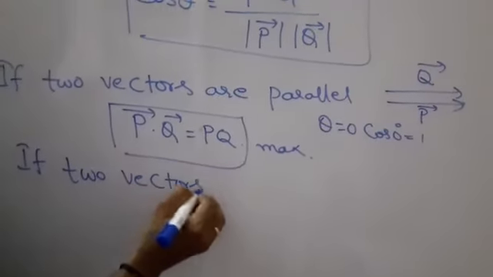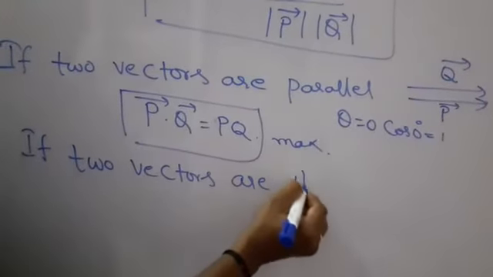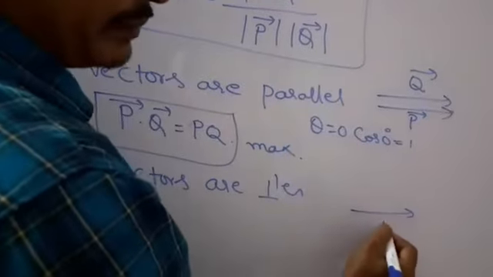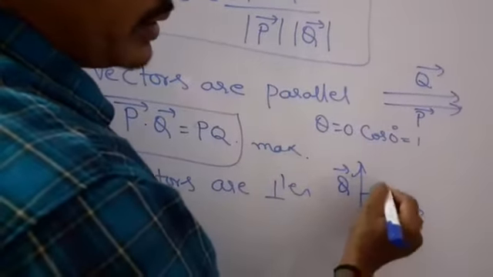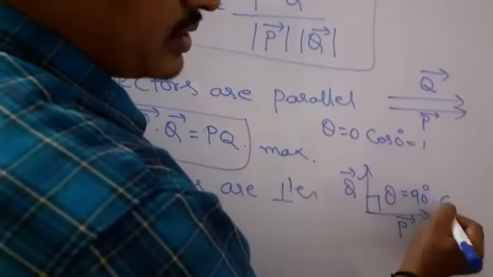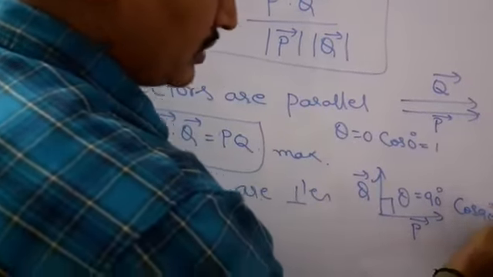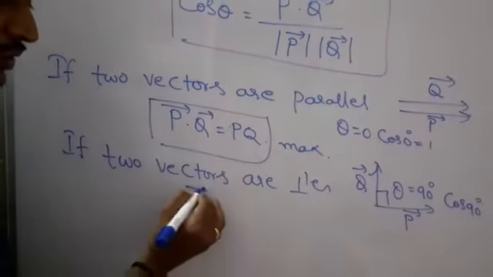If two vectors are perpendicular, then what is the dot product? P bar and Q bar are perpendicular, the theta value is 90, cos of 90 is 0, so the dot product value is 0.